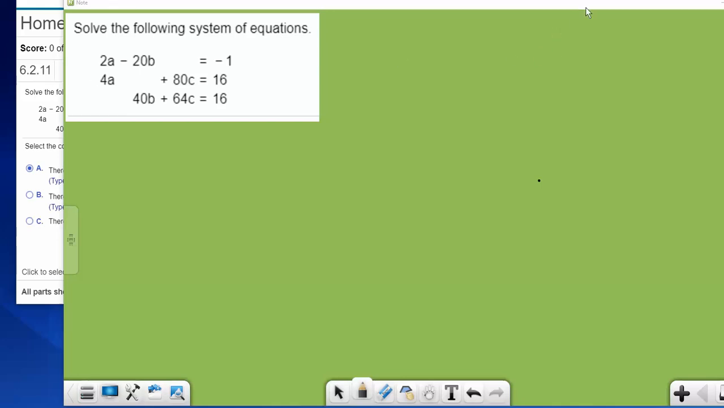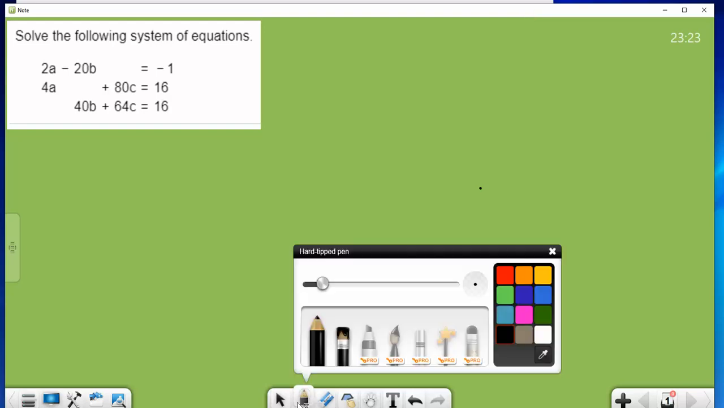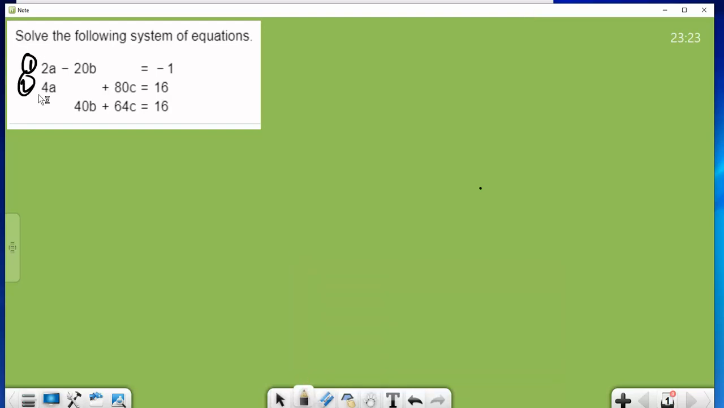6.2.11, solve the following system of equations. So again, I'm going to start by labeling the equations. I'm just going to draw my little diagram for my technique here. I'm going to take two equations, get rid of a variable to get equation 4, take another two equations, eliminate the same variable. So now I have two equations with two variables, so that's 4 and 5. Then I want to eliminate another variable to get a single equation with one variable. So that's kind of the outline.